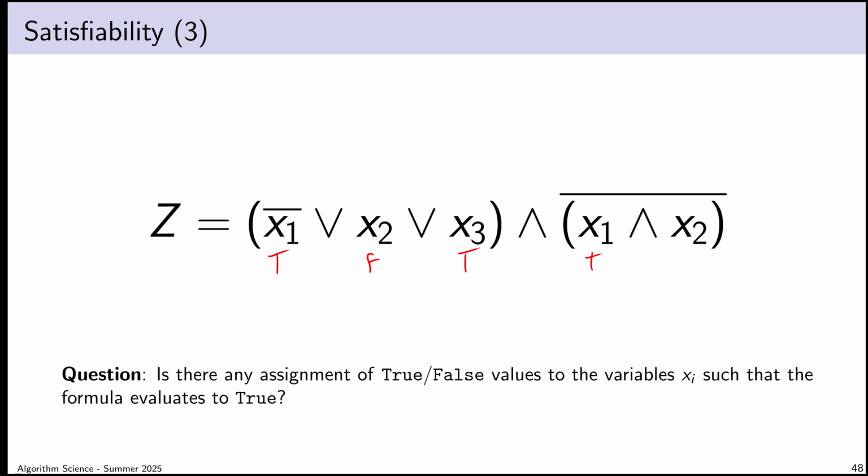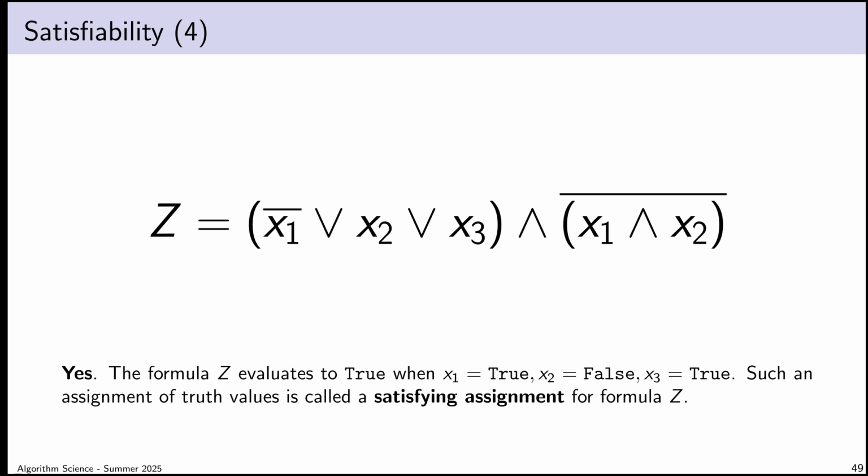Okay, and I guess x1 is true, x2 is false. Is there any assignment of true-false values such that the entire formula comes out to be true? The term that we typically use for such an assignment is a satisfying assignment. Is it possible to assign values to our variables such that the entire formula is satisfied? For this formula, it turns out that the answer is yes.